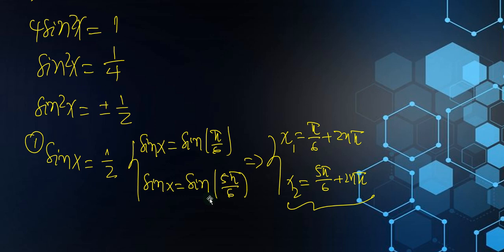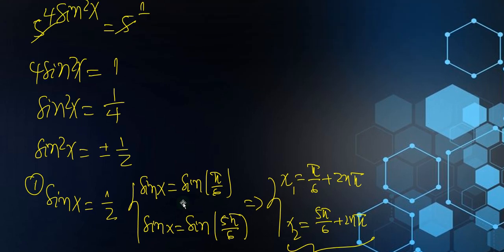And well, for the second one, which is minus, we have that sine x equals negative half.